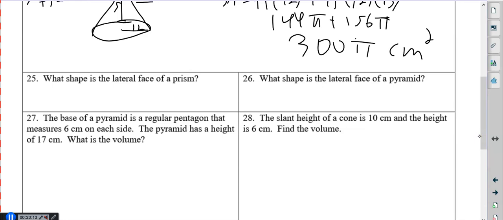What shape is the lateral face of a prism? That's a rectangle. What shape is the lateral face of a pyramid? That's a triangle.